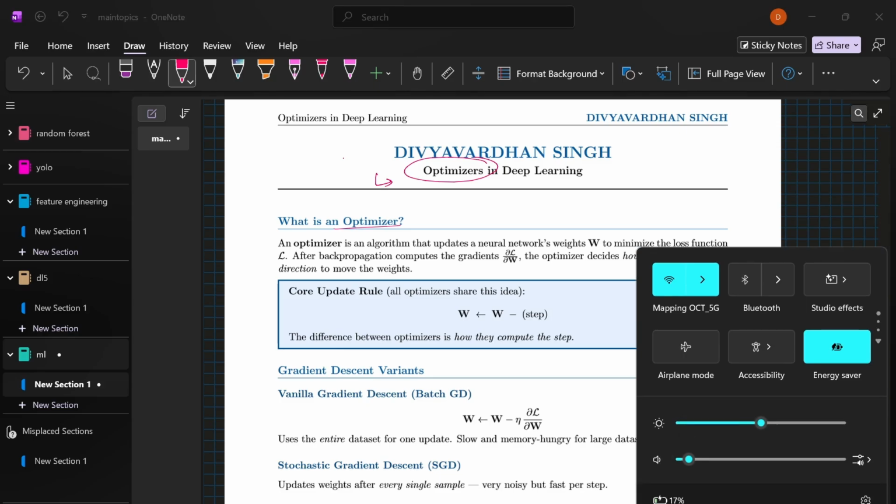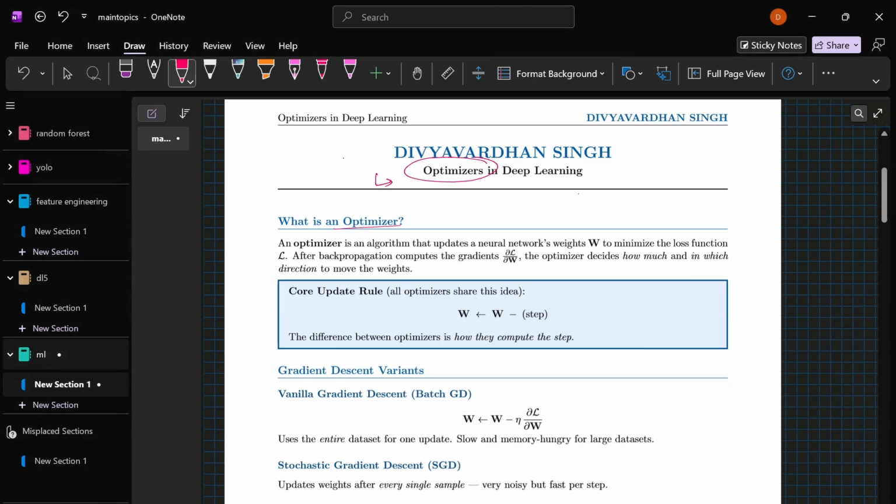Okay, so think of it like this: when your neural network makes a prediction, it makes an error. The error is measured by something called a loss function that we have just covered. Now backpropagation goes through the network and computes the gradient. Basically it tells us how much each weight contributes to the error. But here's the thing, backpropagation just computes the gradient. It does not update the weight. That's the job of the optimizer. The optimizer takes those gradients and decides how much I have to move the weights and in which direction.